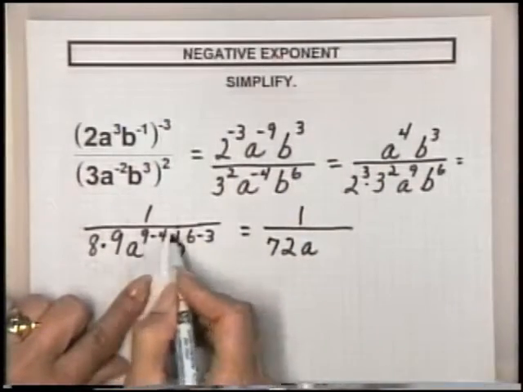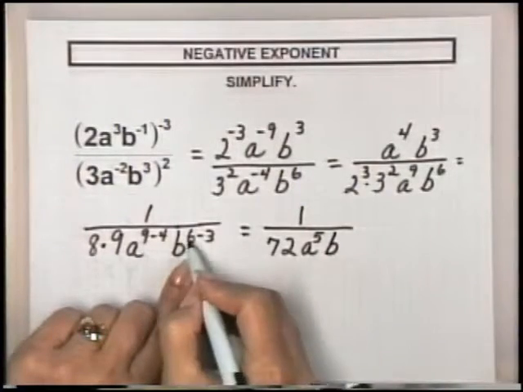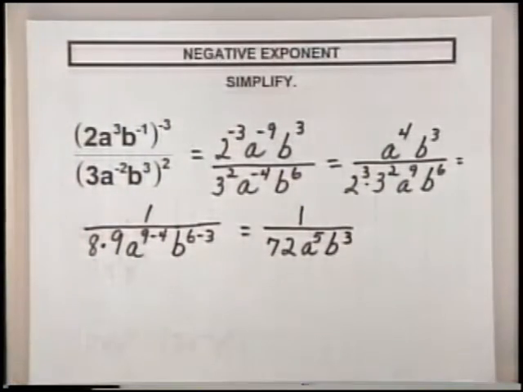8 times 9 will give me 72. A is raised to the 9 subtract 4, which would be the 5th power. B is raised to the 6 subtract 3, which would be the 3rd power.